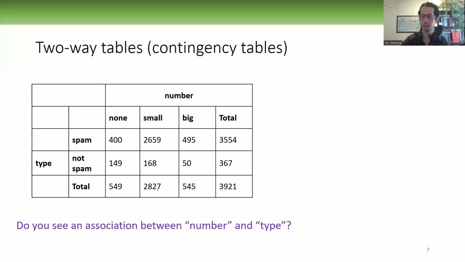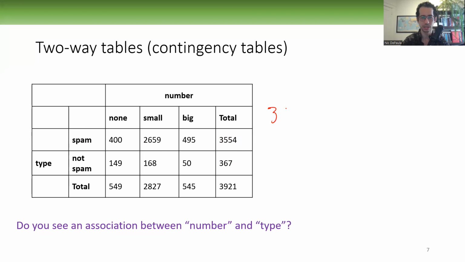Well, one way to look at it is to look at this total here, the total of spam and the total of not spam. So for spam, there's 3554. For not spam, there's 367. But this tells us that there is much more spam email than not spam in this data set. So we had the total. What was the total? 3921.